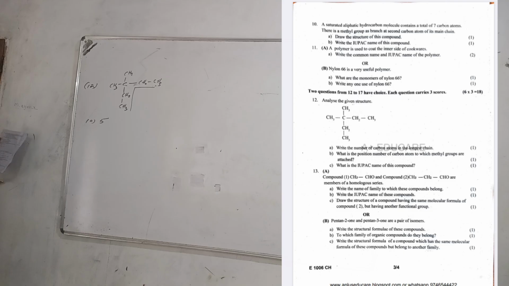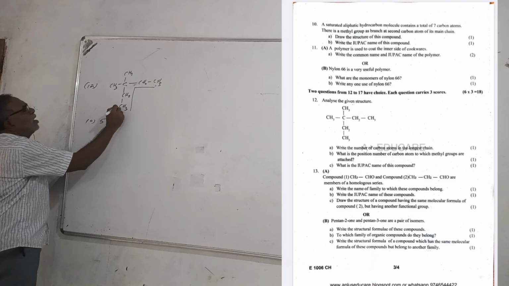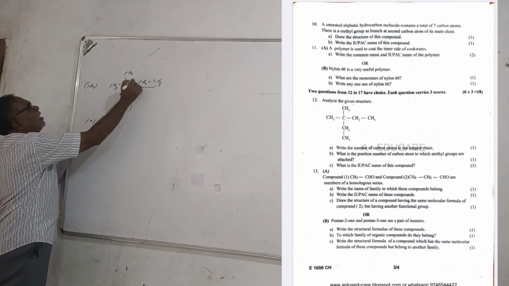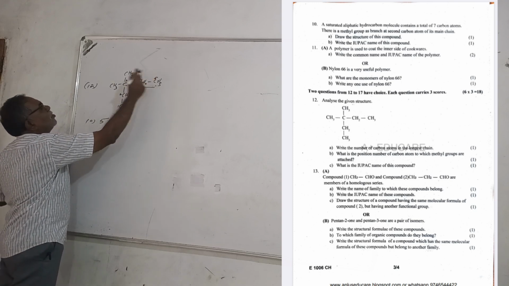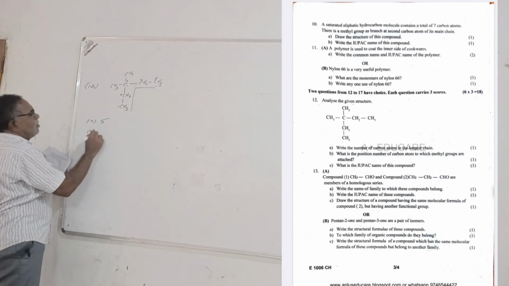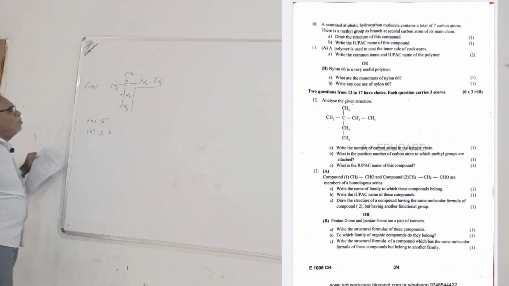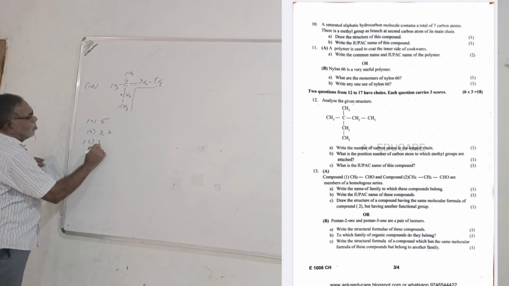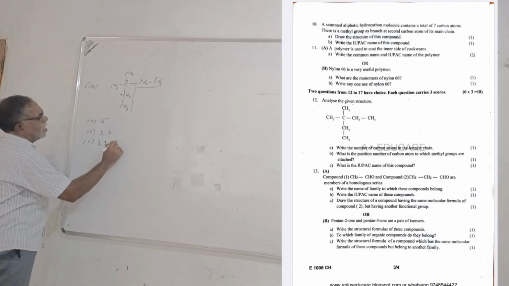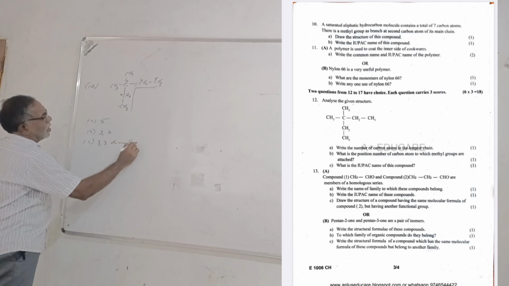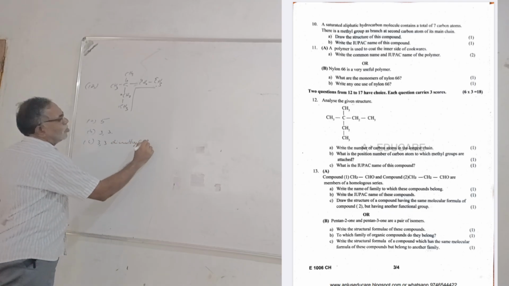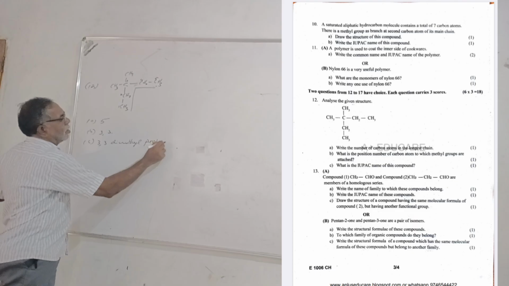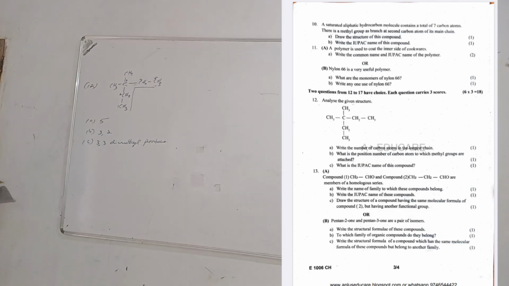What is the position number of carbon atoms to which methyl groups are attached? Here 1, 2, 3, 4, 5. So 2 methyl groups, and the positions are 3, 3. Write the IUPAC name of this compound. So 3, 3 dimethyl pentane, 5 carbons, so pentane. 3, 3 dimethyl pentane.